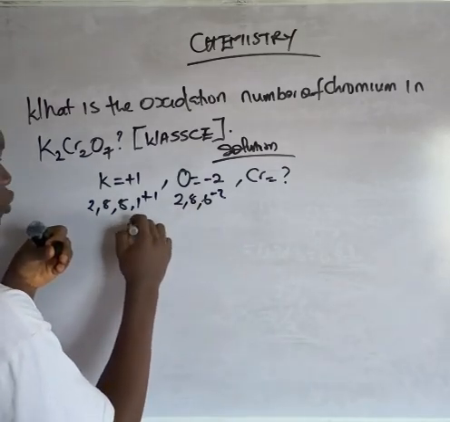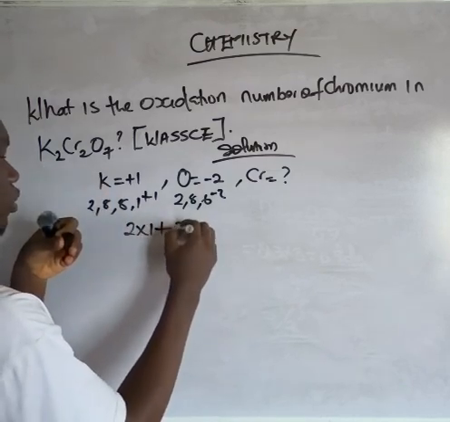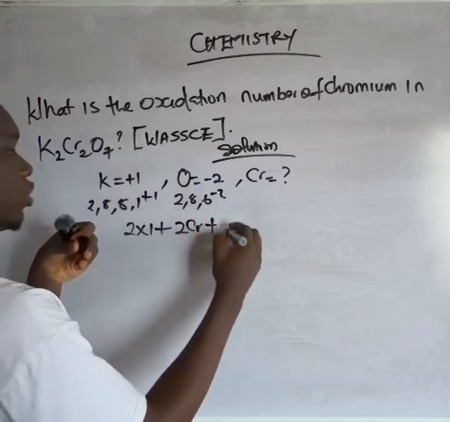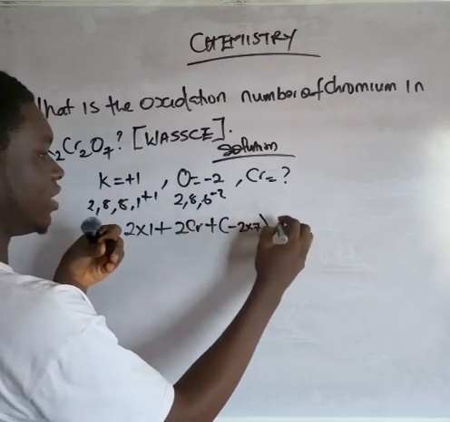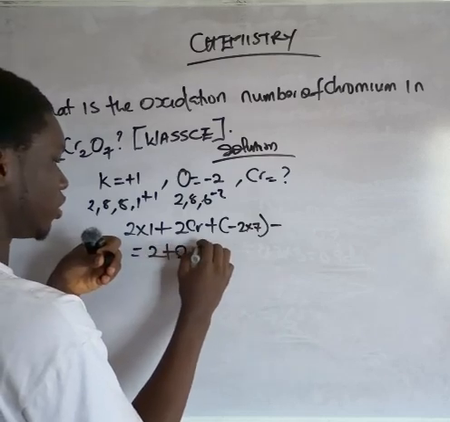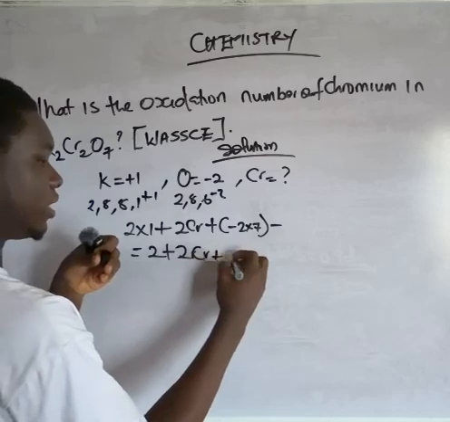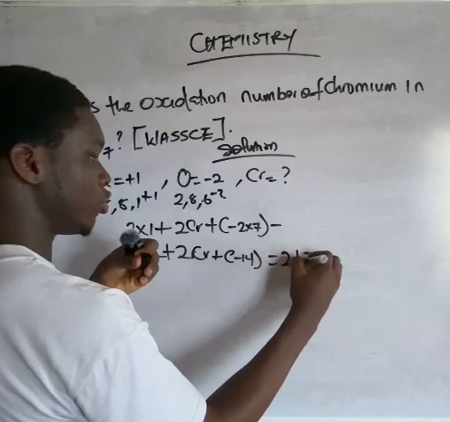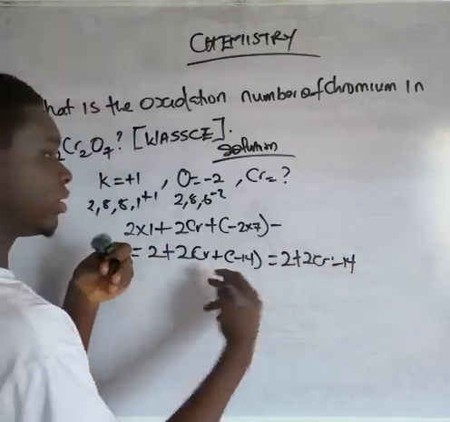So we have 2 times 1, which is for potassium, plus 2 times chromium, we don't know chromium yet, plus 7 times -2. This will be equal to 2 plus 2 chromium, plus -14. So now this will be equal to 2 plus 2 chromium minus 14. Plus times minus is minus.